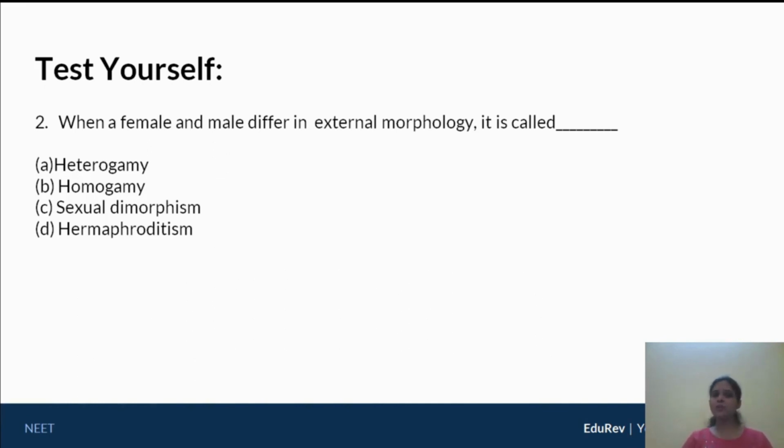So, coming to the word sexual dimorphism. Sexual dimorphism means because of your sexuality, you are different in your external morphology. So, sexually dimorphic. For example, in case of humans, separate male, separate female based on the sexes. So the answer here is going to be C, sexual dimorphism.